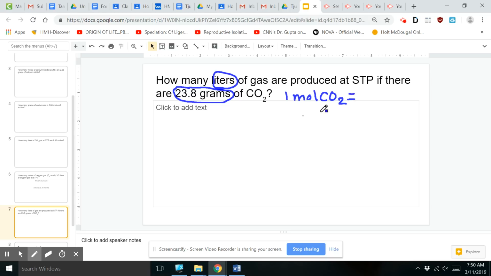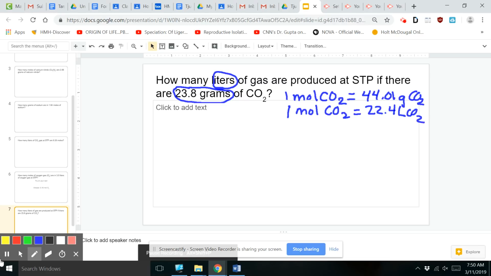We know that 1 mole of CO2, and then we're going to figure out the molar mass. Carbon is 12.01. There are 2 oxygens, so that's 16 plus 16, which is 32, which gives the molar mass of 44.01 grams for CO2. We also know that 1 mole of CO2 at STP is equal to 22.4 liters. Okay, so now let's try the problem. Again, our given is 23.8.